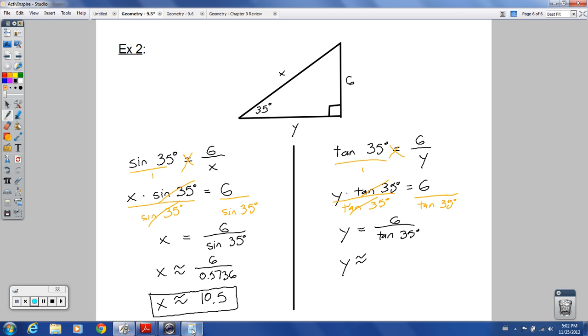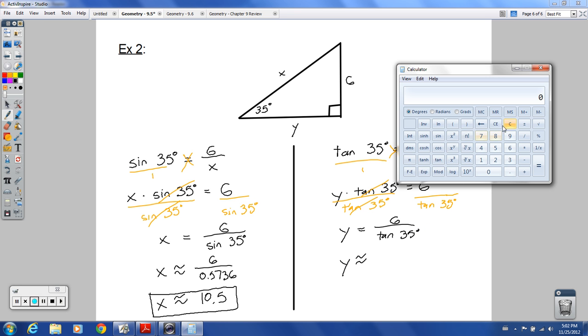So the tangent of 35 degrees, let's clear that out there. Some of you may have to type in tangent first and then 35. Some of you type in 35 and then hit tangent after that, like I just did there. It kind of depends on your calculator. So this would be 0.7002 to the nearest 10,000ths place, the nearest 4 decimals.